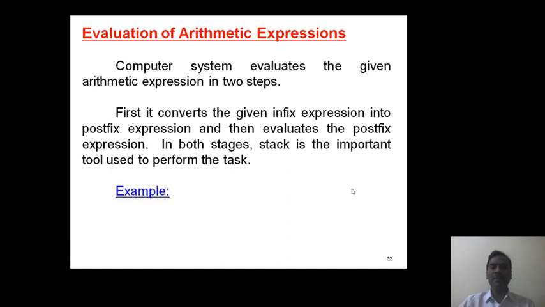Now observe this example. Assume the given arithmetic expression is 2 plus 3. In the first stage, 2 plus 3 is converted into postfix notation format like 2, 3, plus. In the second stage, the postfix notation acts as input, and it produces the result value as 5. In these two stages, the computer utilizes the stack data structure.